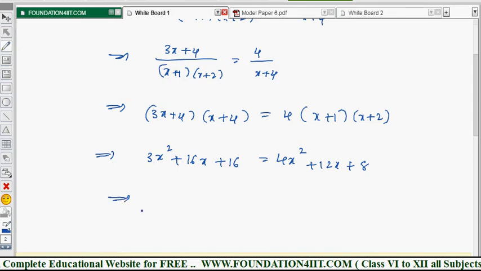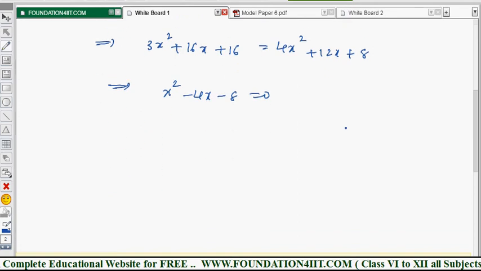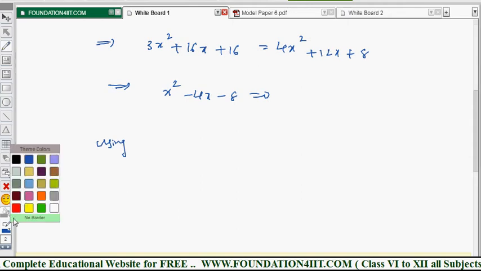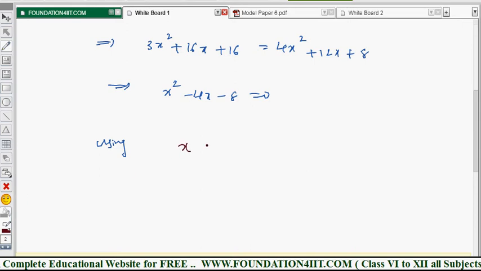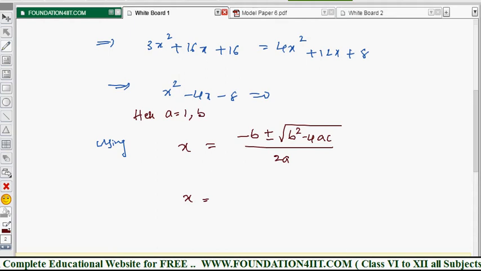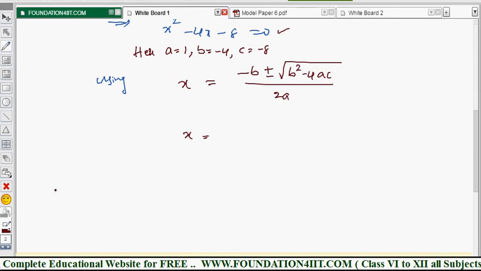Take all the x terms to one side and simplify. So x square minus 4x minus 8 is equal to 0. Okay, this is the quadratic equation. Now using this quadratic equation you should use the formula. If you observe, x is equal to minus b plus or minus square root of b square minus 4ac, divided by 2a. We'll use this. Here, from this, a is equal to 1, b is equal to minus 4, c is equal to minus 8. From this quadratic equation just substitute in this.